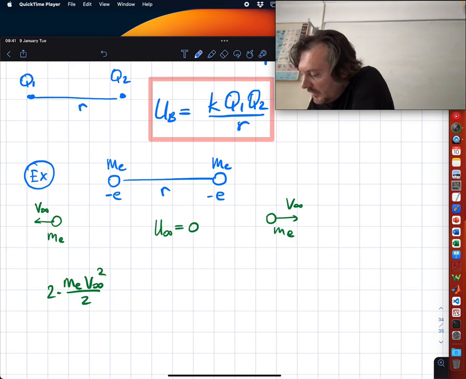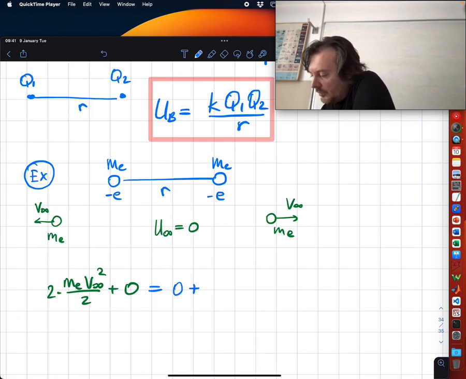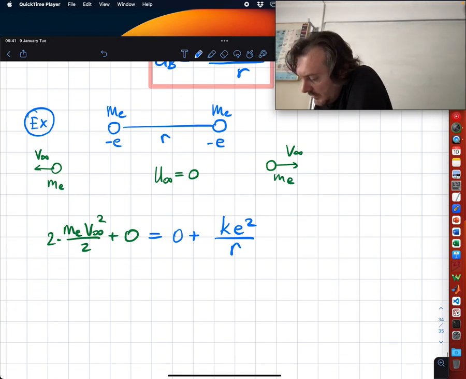And how about the potential energy? At infinity it's 0, yes, let me just write it like that. So kinetic plus potential is like this, and at the beginning there is no kinetic energy, but all of it is potential energy. And what is the potential energy at the beginning? Ke squared over r. Everybody agrees with this? Yes? So what do we get?